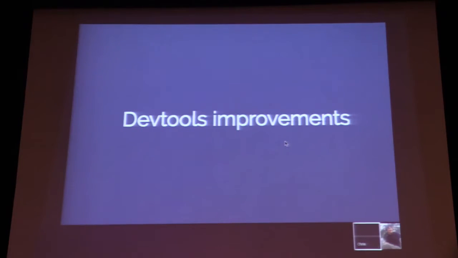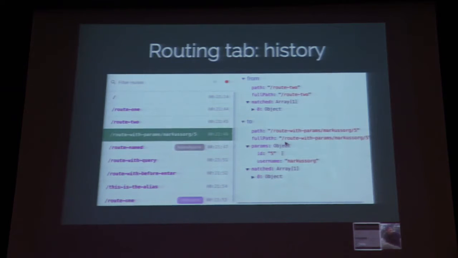Now some DevTools improvements. This is one of the things that I'm most excited about. There's a new routing tab where you can browse through history. So you can go through all of the different routes that you've gone to recently, see where you came from, where you're going to, some information about redirects and whether it's a named route or not.